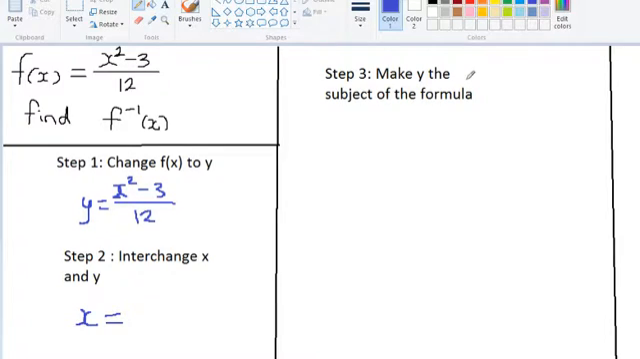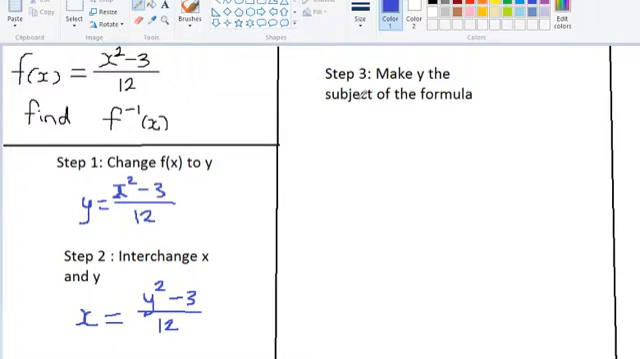equals, now we have x here. We want to change that to y. So instead of x squared, we have y squared subtract 3 all over 12. So we have interchanged x and y.